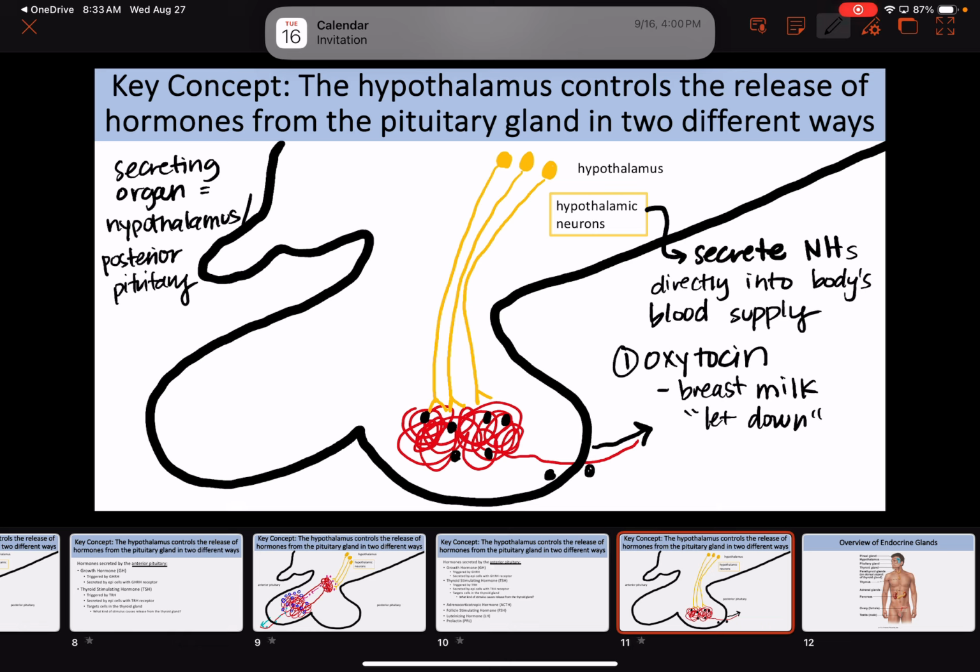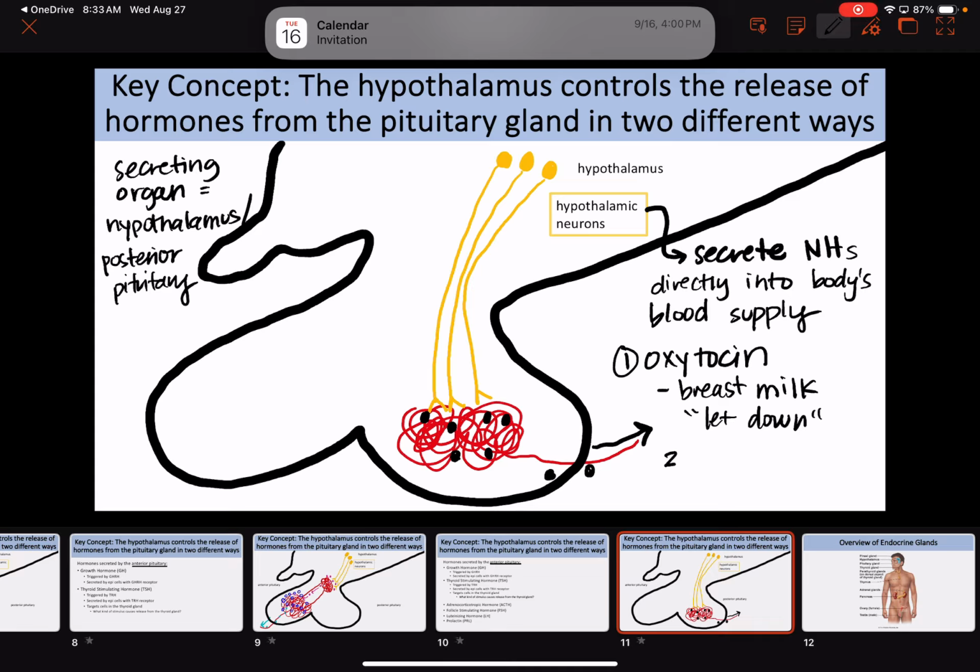It's also going to be involved in uterine contractions for childbirth, as well as bonding that occurs between mother and child, and also partners post intercourse. So we'll talk about that more a little bit later in today's lecture.